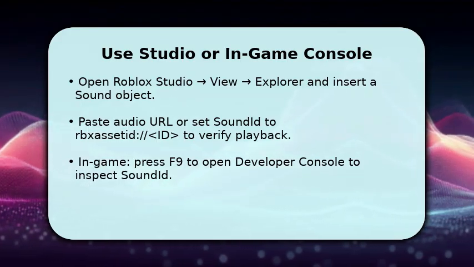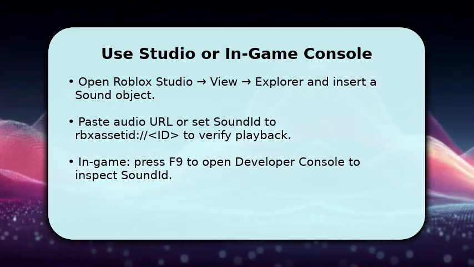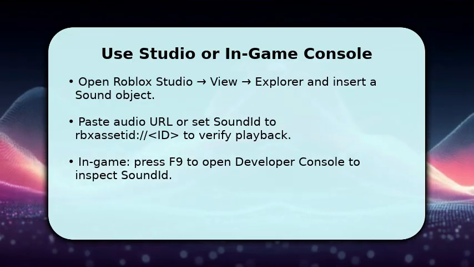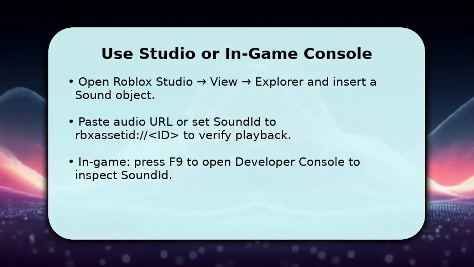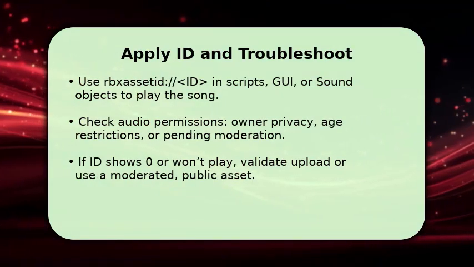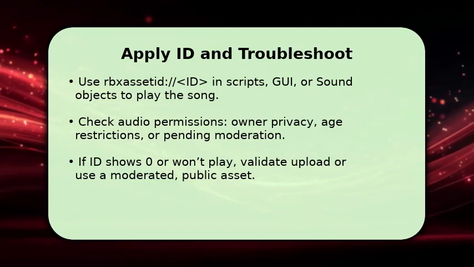Alternatively, join a game playing the track, press F9, and search for Sound objects in the developer console to read their Sound ID. These methods confirm the ID and reveal if there are any redirections. Finally, paste the numeric ID where you need it: scripts, GUI buttons, or the Sound object, using rbxassetid:// plus the number.